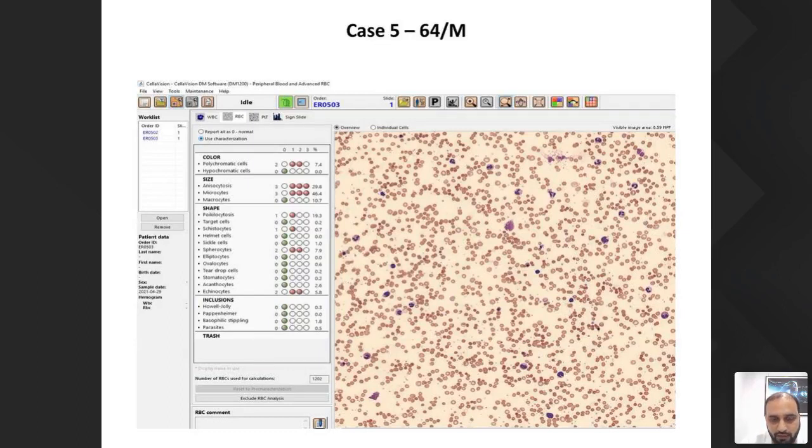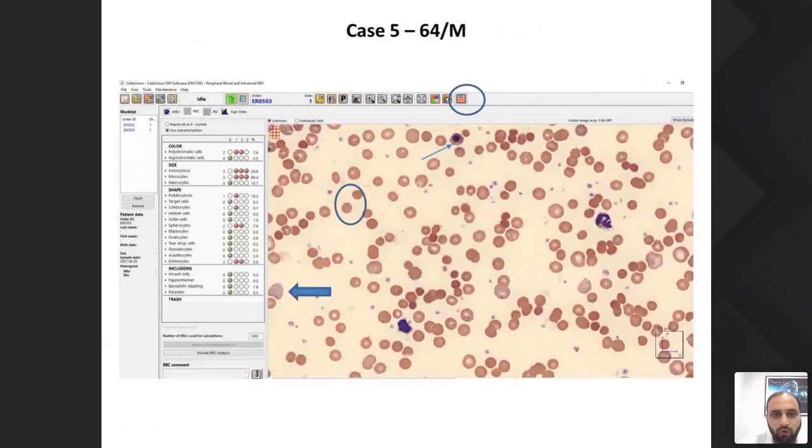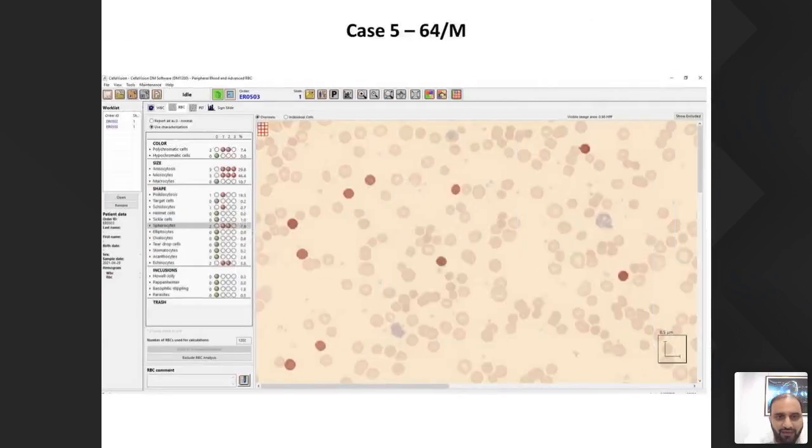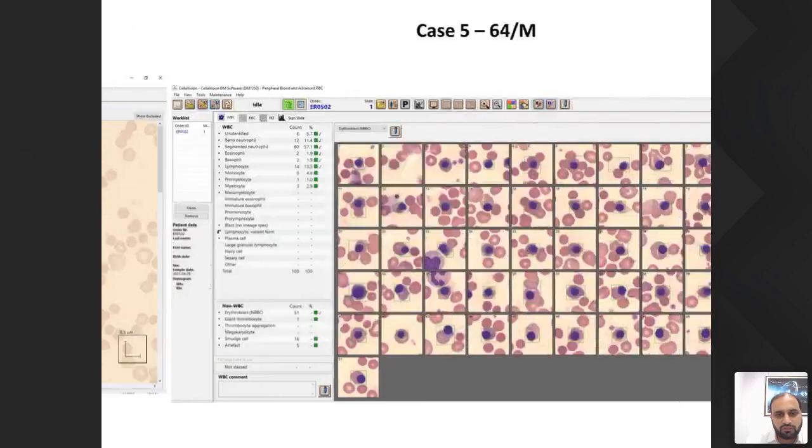Now here I go into a zoom. This oval blue indicates the grid view, that is almost one high power view. So I immediately go to a one high power view. I can see nucleated red cells. I can see polychromatic cells. I can see various spherocytes. I can highlight the spherocytes by clicking on the spherocytes tab. And yes, these are spherocytes. So we knew active hemolysis was going on and the patient has nucleated RBCs, polychromatic cells and spherocytes.